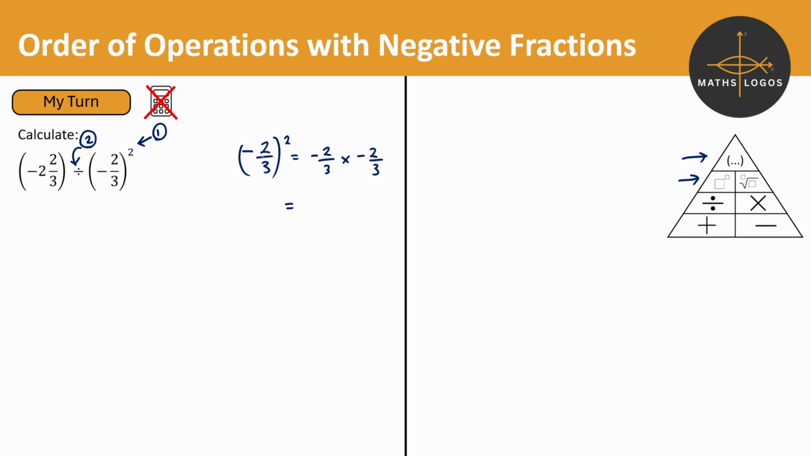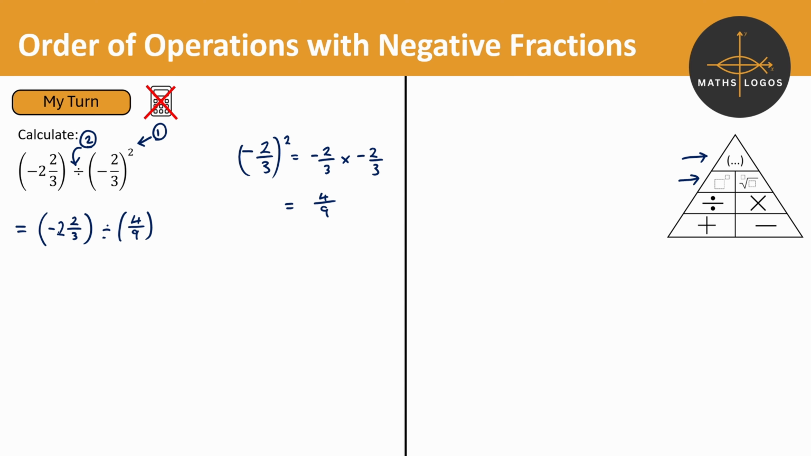Let's pick up where we left off with the negative 2/3 squared. A negative multiplied by a negative gives me a positive answer overall. So I'll just do 2 multiplied by 2 to give me 4, 3 multiplied by 3 to give me 9. So my answer is 4/9. Let's rewrite this line as negative 2 2/3 divided by 4/9. So my next step is to do the division.